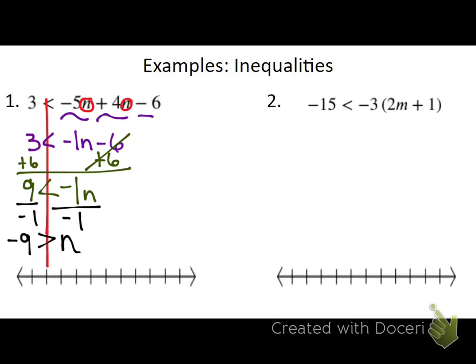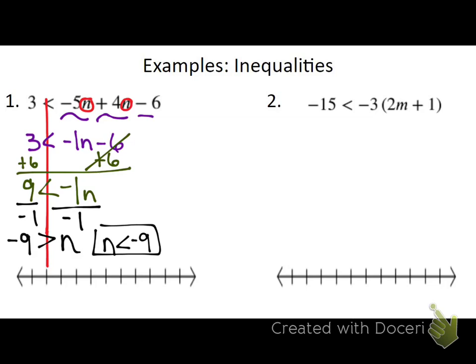Now, I want my variable on the left. So when I go to write my variable on the left, I have to remember that n is less than negative 9. So I need to make sure the sign shows accordingly. So we're basically going to have to flip it back. Oh my gosh, I hate that.